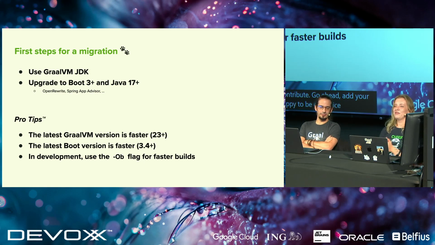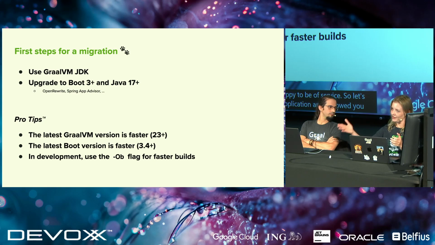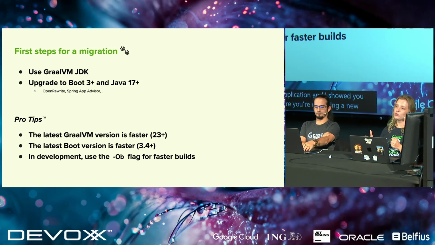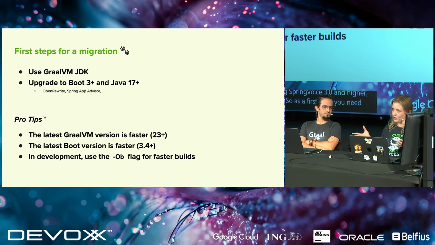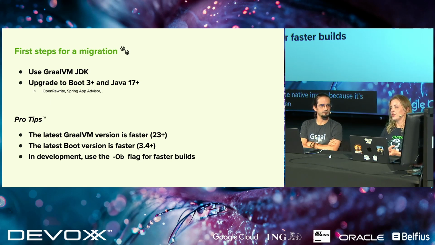So let's say we want to migrate an application, and I showed you a best case scenario where you're migrating a new application. If you're using Spring Boot 3.0 and higher, things will just work for you. As a first step, you need GraalVM JDK if you will use native image, because it's specific to GraalVM JDK. Then please migrate to Spring Boot 3 and higher. It will help you build applications and use all the libraries significantly.